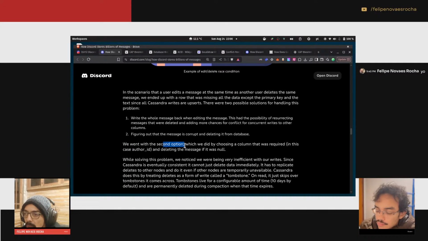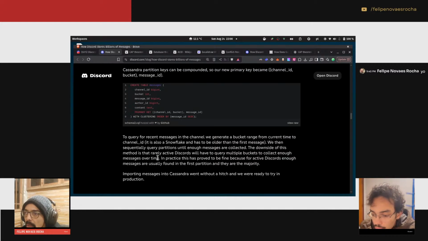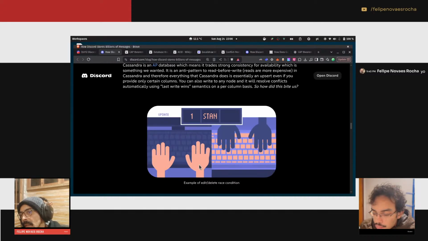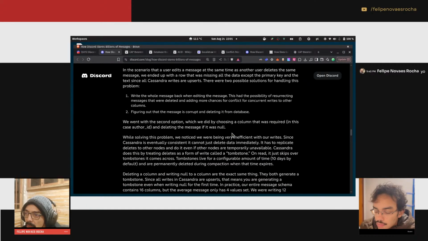We went with the second option, which we did by choosing a column that was required, in that case author ID, and deleting the message if it was null. So basically, if they see author ID null, it means that somewhere the last write wins was a delete. But because another update happened after the delete, they say the delete wins over everything. Okay. Yeah, basically, I think that's what they did.